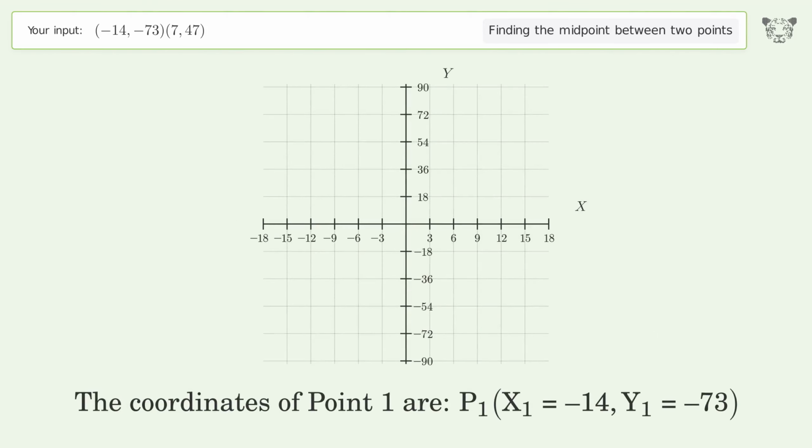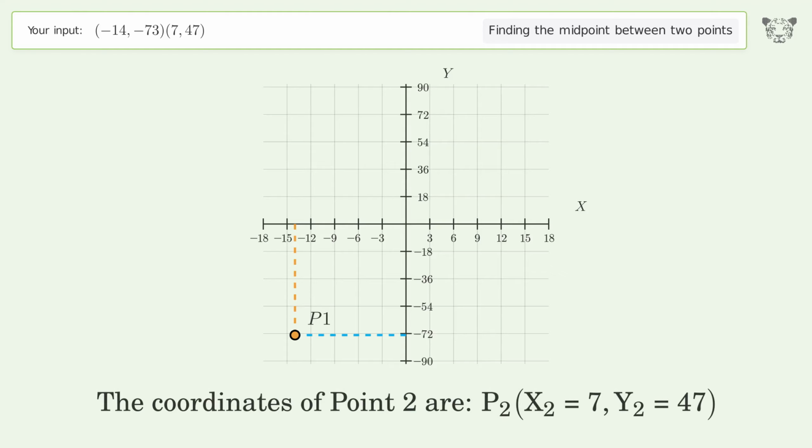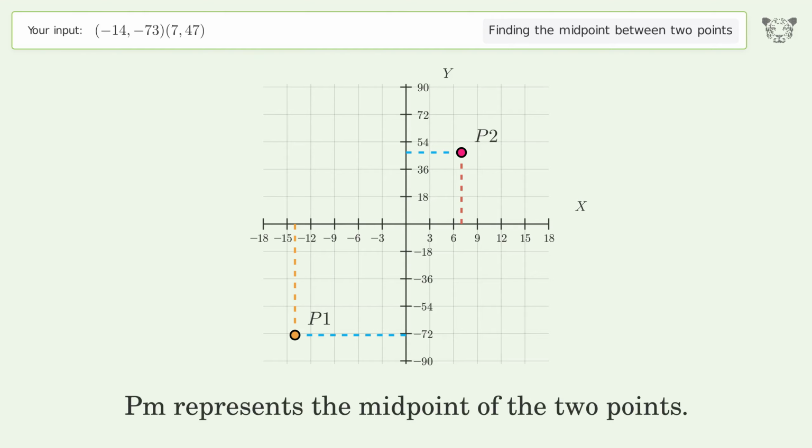The coordinates of point 1 are, x1 equals -14, y1 equals -73. The coordinates of point 2 are, x2 equals 7, y2 equals 47. PM represents the midpoint of the 2 points.